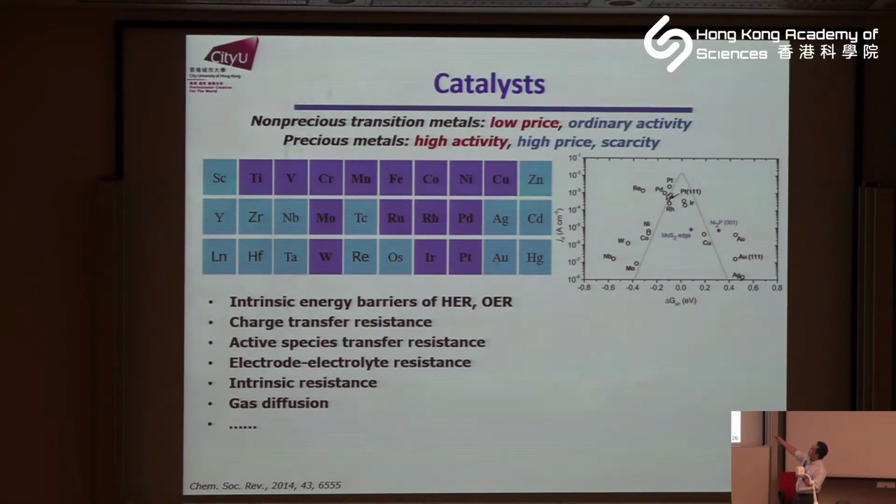This is what we call a volcano plot, because it's like a volcano. Okay? And this is dedicated to hydrogen generation. As you can see, the y-axis is the exchange current density, which means how many electrons can be produced. And the x-axis is the free energy of hydrogen adsorption.